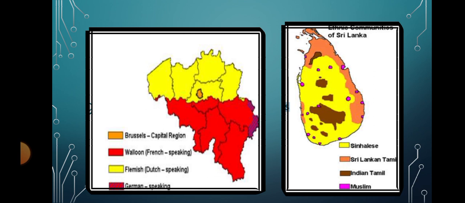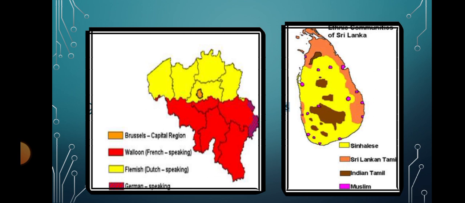But they did not go for a war. There was no bloodshed, there was no violence. The problem was very systematically solved by the government of Belgium. How was it solved? We shall see.